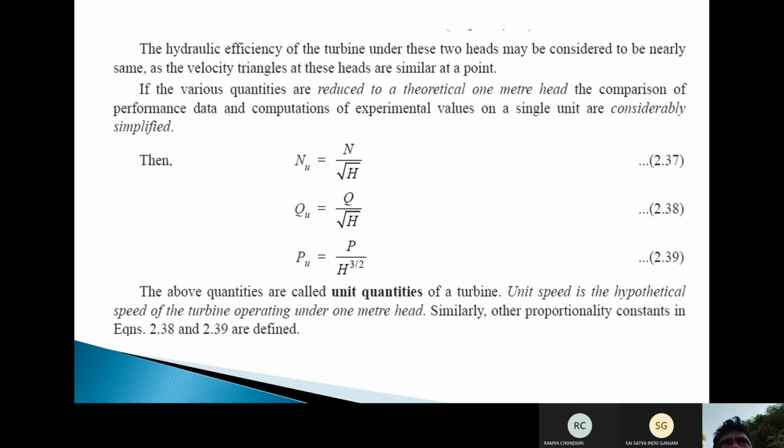Mainly in this chapter, the purpose is power generation. Okay, the hydraulic energy is converted into mechanical energy, and mechanical energy is converted into electrical energy. Okay, these are the main purposes. Next, already explained, the pump means mechanical energy is converted into hydraulic energy. Okay, turbine means hydraulic energy is converted into mechanical energy.